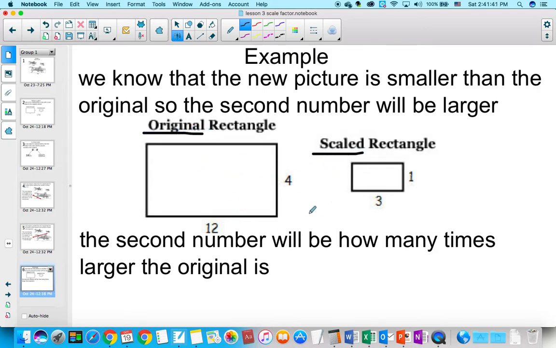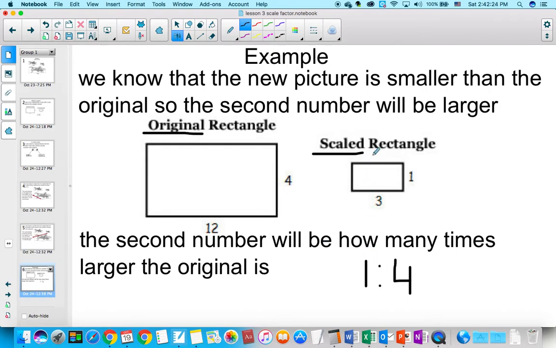So once again, we see that the original is bigger than the scaled rectangle. So how many times bigger is the original? Just like before, we see 12 and 3, so you should know that 12 is 4 times larger than 3, and 4 is 4 times larger than 1. So we can say that this original rectangle is larger than the scaled rectangle, and it's 4 times larger than the new scaled rectangle. So we can use 4 to denote how many times larger the original rectangle is to the new scaled rectangle. And then we do a 1 there, right? And that's how you represent scale.